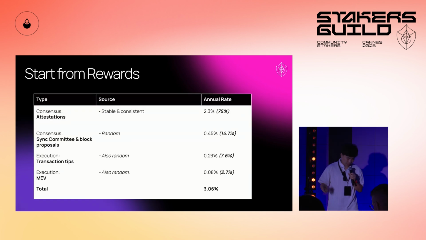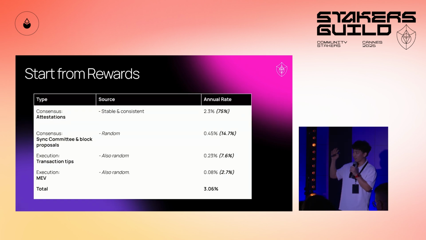All right, so let's start from the validator rewards. There are 4 types of rewards to take note of: attestations, in committee and block proposals, transaction tips, MEV. Don't need to know what exactly they mean, just need to know that attestations are stable and consistent. The other 3 types are random. All right, attestation rewards are also contributing to the highest weightage of your total rewards, 75%.